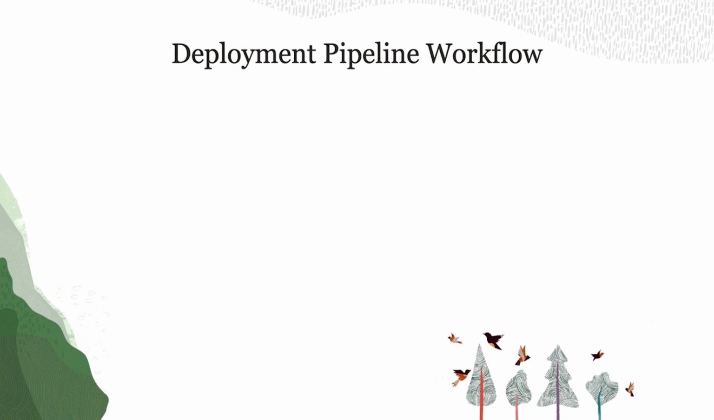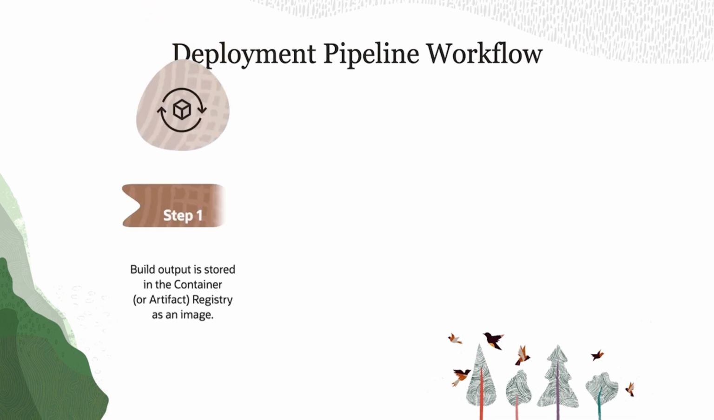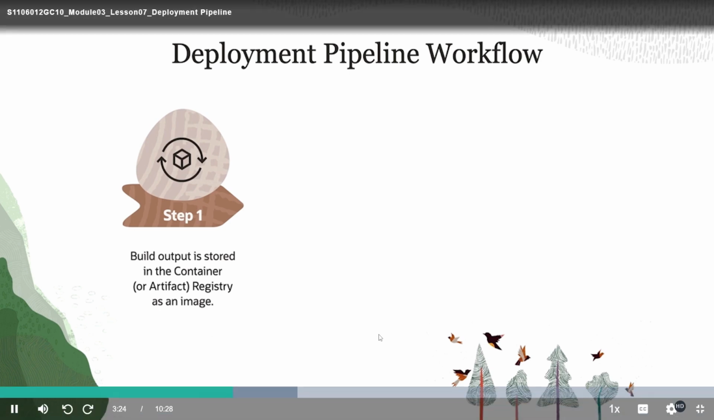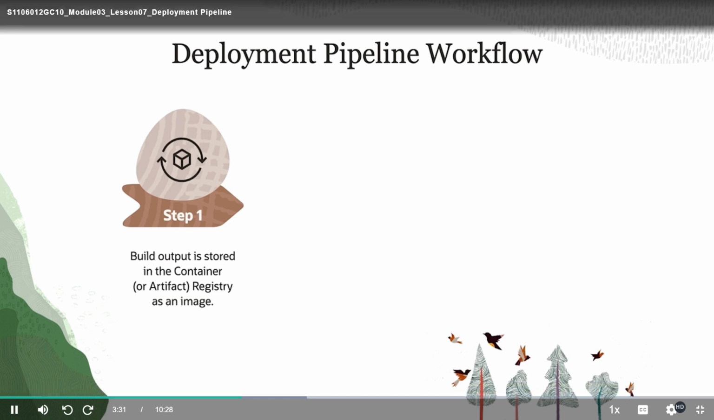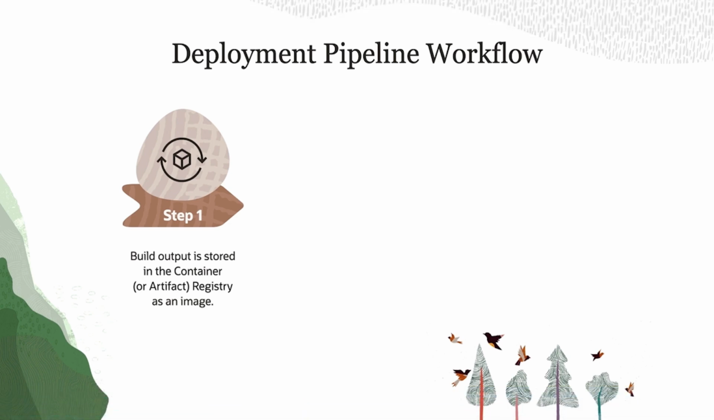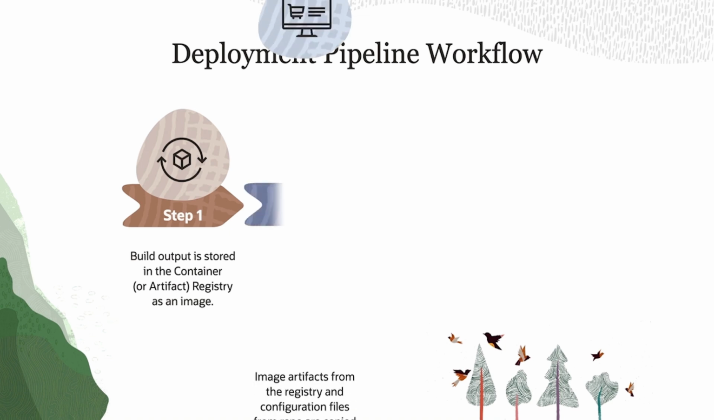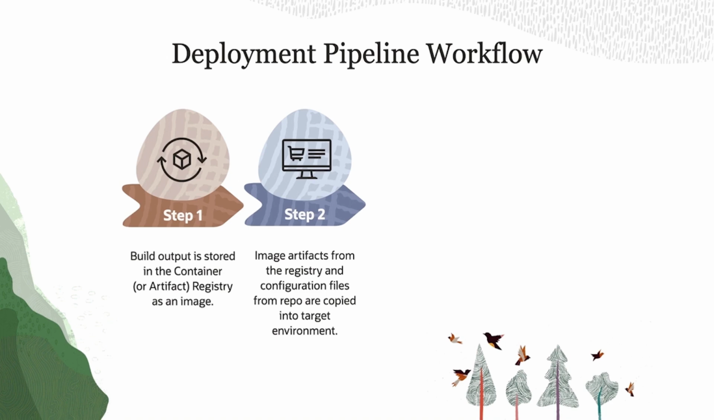Let's take a look at the deployment pipeline workflow. In this diagram, you can see how a sample application is deployed using OCI DevOps. The application is already built, stored in a repo, and is ready to be deployed to three different target environments: OKE, instance groups, and functions. As you see in step 1, the build output is stored in the container registry as an image. You can also store other artifacts in the artifact registry. In step 2, the image artifacts from the registry and the configuration files from the repositories are copied into the target runtime environment.